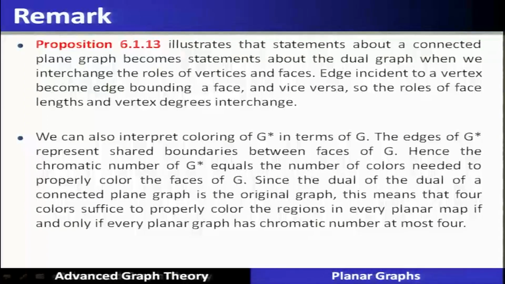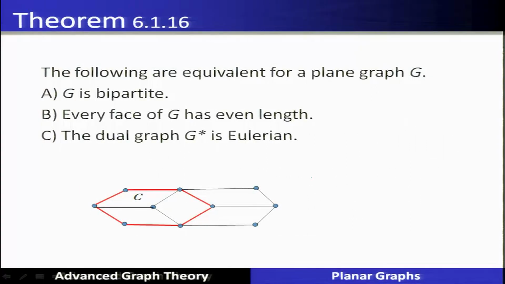The edges of the dual graph represent the shared boundaries between the faces of G. Hence the chromatic number of the dual graph equals the number of colors needed to properly color the faces of G. Since the dual of a connected graph is the original graph, this means that 4 colors will suffice to properly color the regions in every planar map, if and only if every planar graph has chromatic number at most 4. So let us see the characterization of plane graphs.